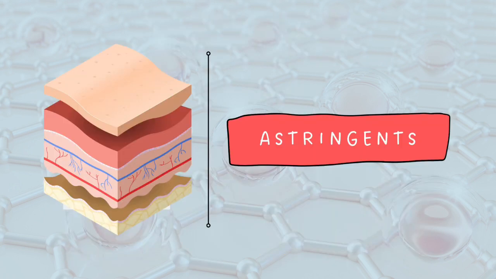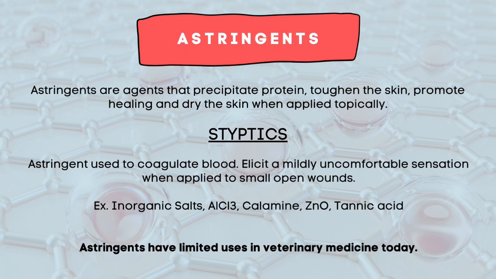Another class of drugs are these astringents. Astringents are agents that precipitate protein, toughen the skin, promote healing, and dry the skin when applied topically. When used to coagulate blood, astringents are said to be styptic and elicit a mildly uncomfortable sensation when applied to small open wounds.